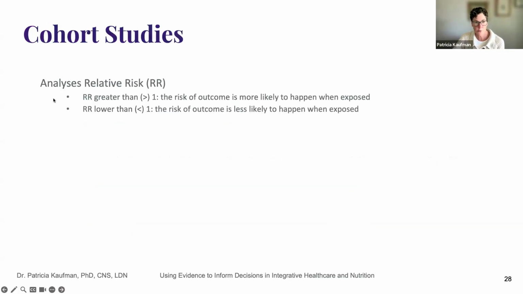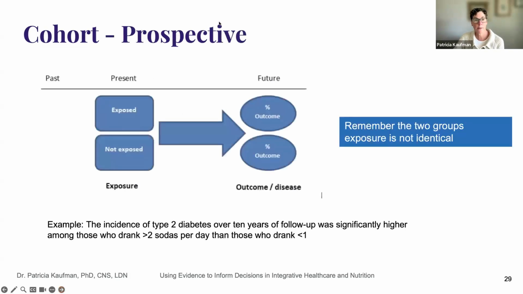If we look at cohort studies, we're using relative risk again. With a relative risk greater than 1, the outcome is more likely to happen when exposed to something. With a relative risk less than 1, the outcome is less likely to happen when exposed. Okay, let's move on. Cohort, remember, is prospective. You have those exposed and those not exposed, and then you look at the outcome, the percent with the outcome.